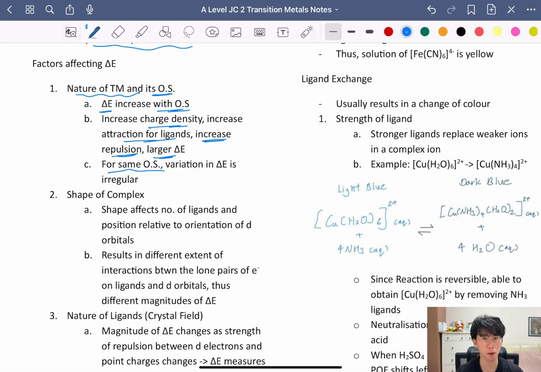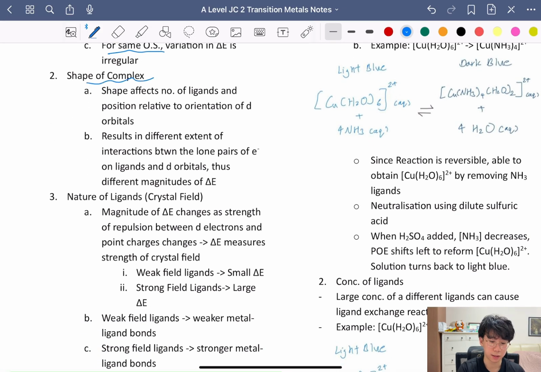Next is also the shape of the complex. Now the shape will affect the number of ligands and the positions relative to the orientation of the d orbitals. This results in different extents of interaction between the lone pairs of electrons and therefore different extents of repulsion between the electrons. This will also lead to different magnitudes of delta E. For our own explanation's sake, we only need to know our explanation for the octahedral complex.